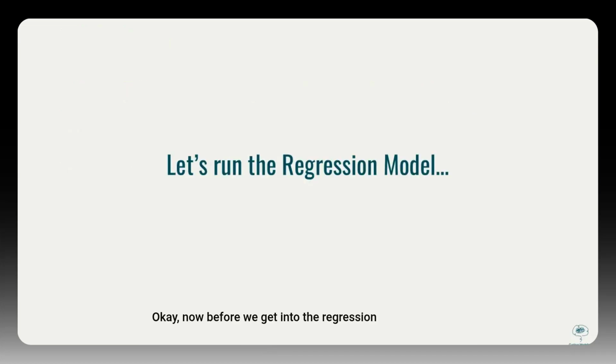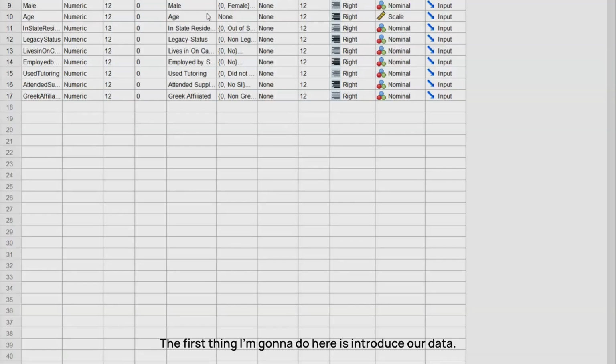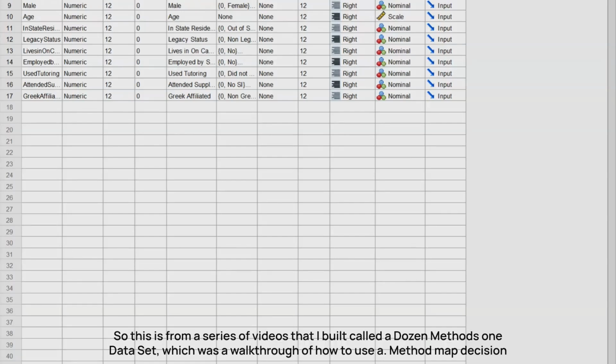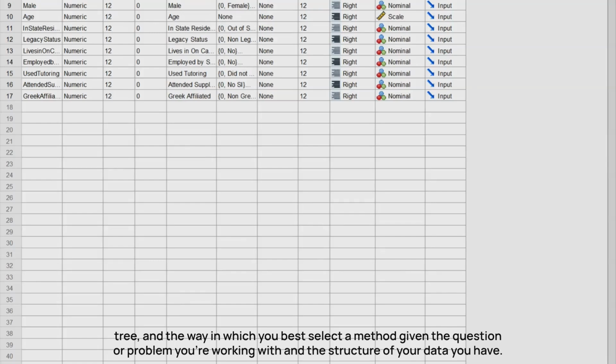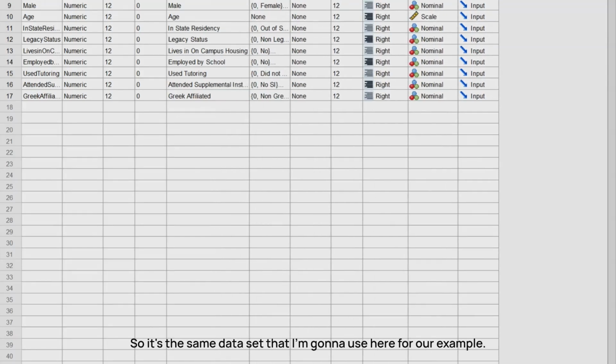Now, before we get into the regression equation and the interpretation and the simulated output, let's actually walk through in SPSS in a familiar fashion how we actually run the regression so that we can have proper interpretation of our output on the back end. The first thing I'm going to do here is introduce our data. So this is from a series of videos that I built called A Dozen Methods, One Data Set, which was a walkthrough of how to use a method map decision tree and the way in which you best select a method given the question or problem you're working with and the structure of your data you have. So it's the same data set that I'm going to use here for our example.